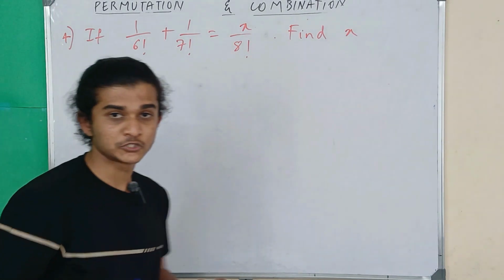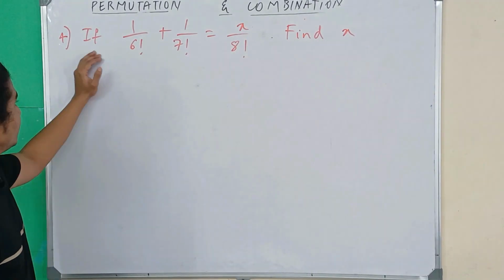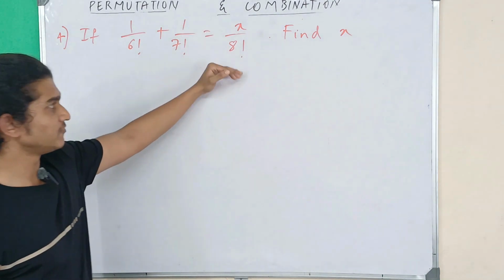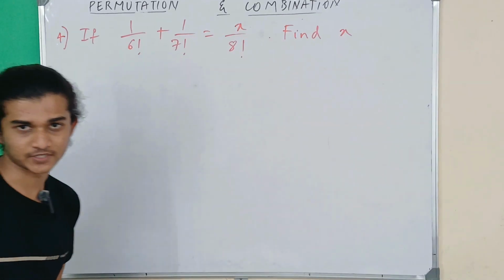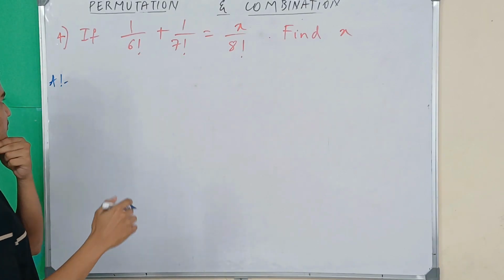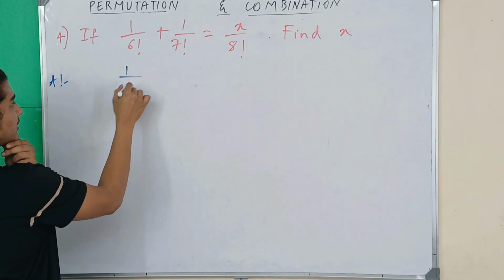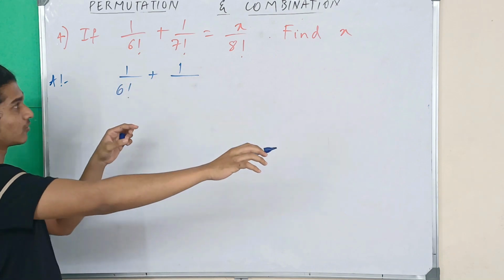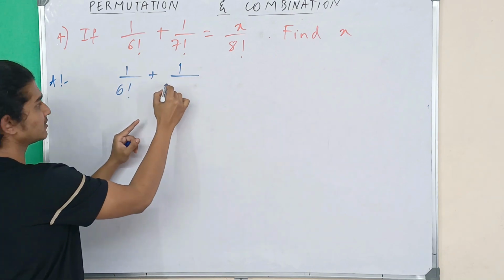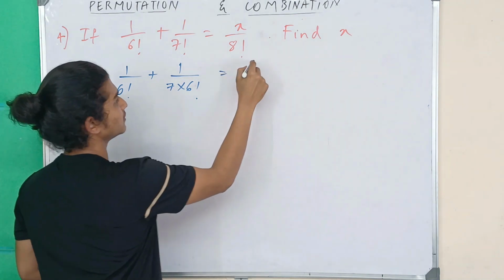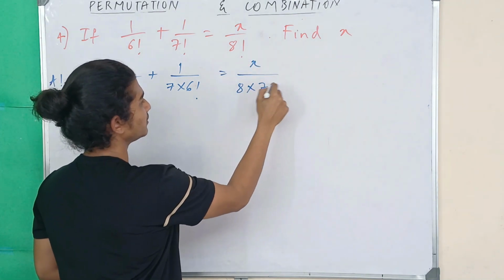So in this, we're supposed to find: if 1 by 6 factorial plus 1 by 7 factorial is equal to x by 8 factorial, we are supposed to find the value of x. So you're going to use some of your brain to solve this. I'm going to write 1 by 6 factorial as it is. Here, instead of expanding all the way across, I'm going to write 7 factorial as 7 into 6 factorial, and I'm going to write 8 factorial as 8 into 7 into 6 factorial.